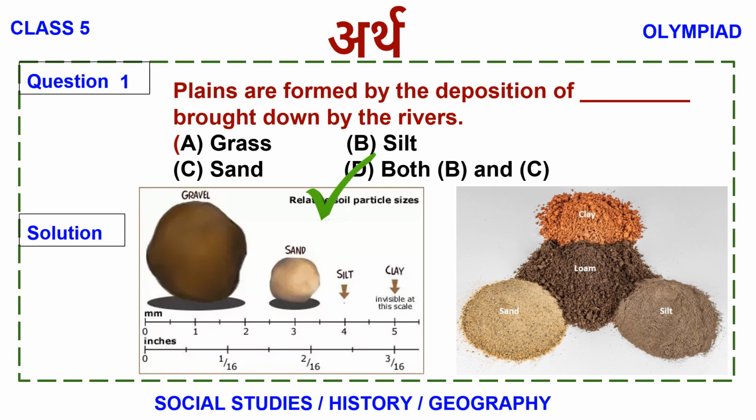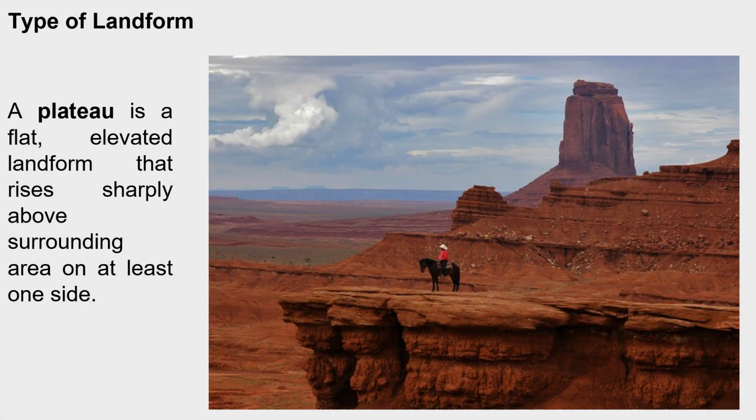Next, I was thinking, instead of going to the next questions, let us see how many types of landforms are there. Plains is one of the landforms. How many types of land are there? So plateau, we all know what's a plateau, right? So that's how a plateau looks like. A horse is standing on a plateau here, right?